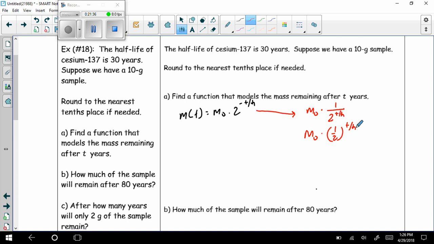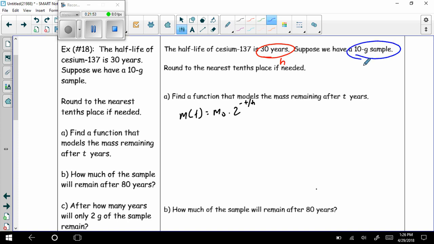Now, for the purposes of the formula, writing it like that in red actually makes it more complicated, but I wanted you to see at least where the basis of that formula comes from. And so now we're looking at this. We have the half-life of cesium is 30 years, so that's my H, and we have a 10-gram sample. That is my initial mass.